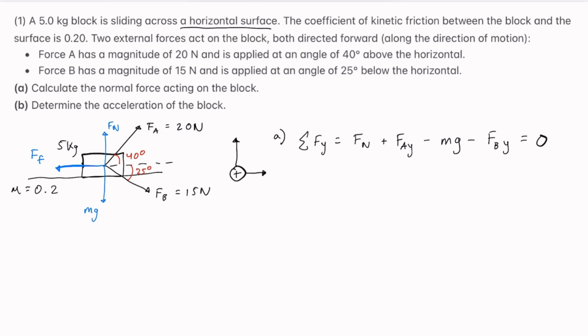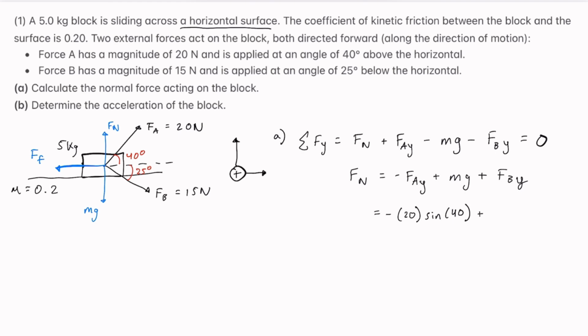So to find Fn, we'll subtract or add some of the forces to the other side. So we'll subtract Fay over, add mg, and add Fby. Now, to find Fa in the y direction, we'll do our 20 newtons for the magnitude times sine of 40 degrees. When we have 40 degrees above the x-axis, we're going to use sine to find our y component of the magnitude in the y direction.